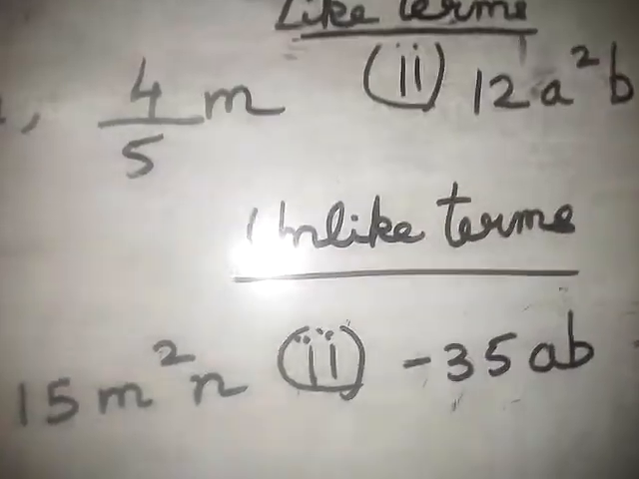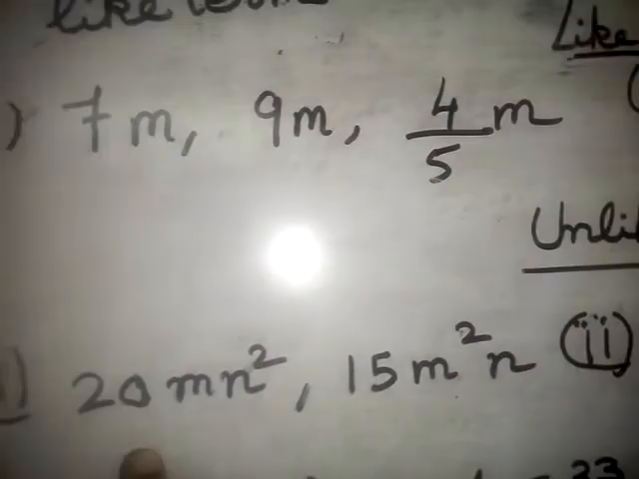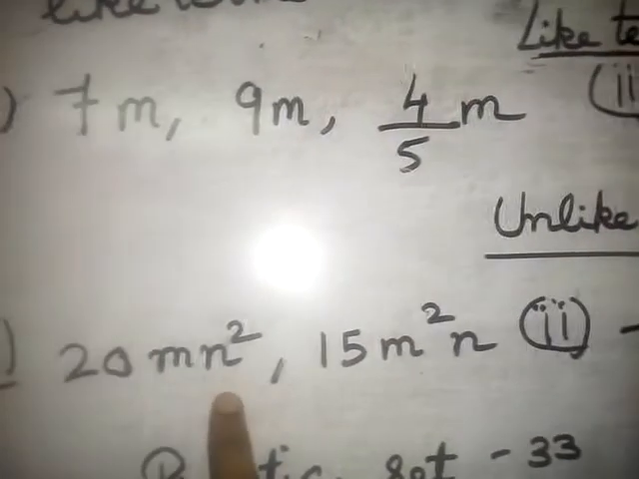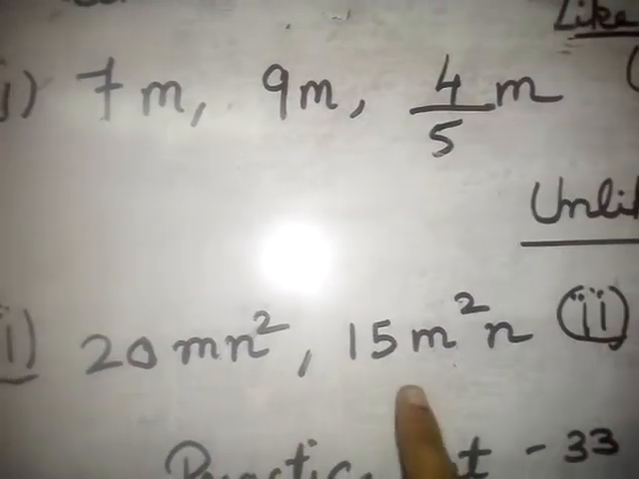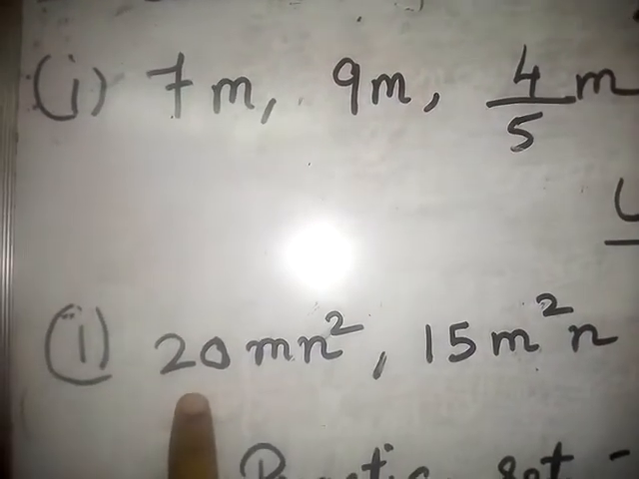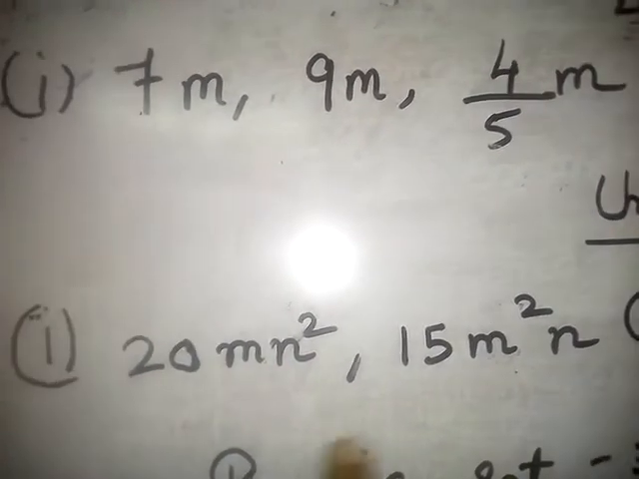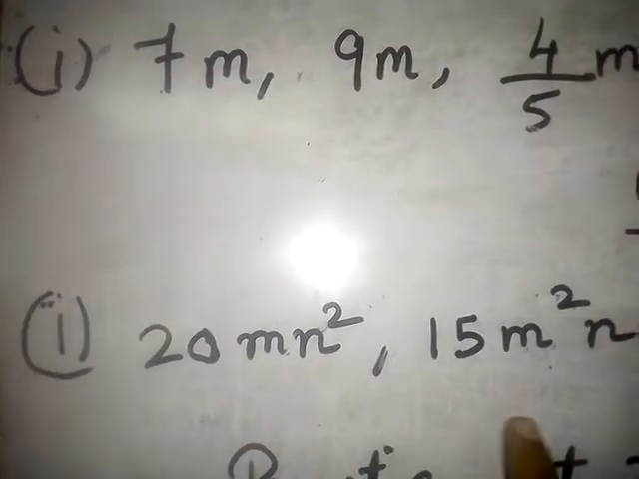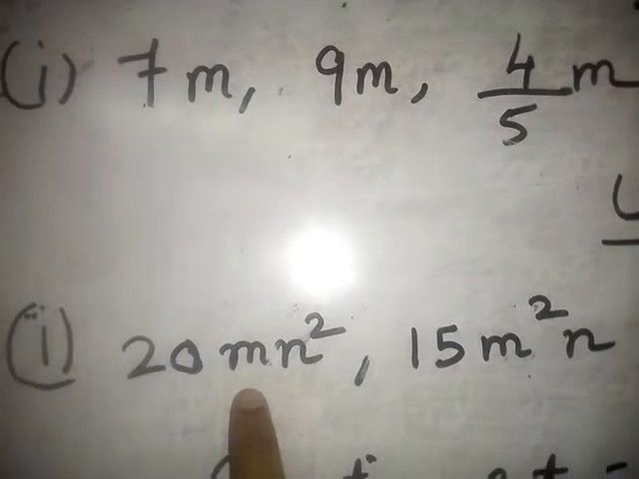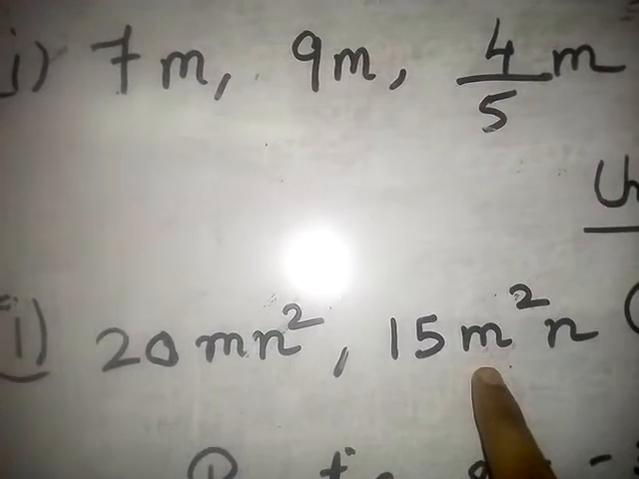Now next, unlike terms. Unlike terms means you have the different variable with the different power. You don't have the same variable with the same power. That is unlike terms. So first one, 20mn square, 15m square n. Here in the first number n square is there, and in the second number the variable here is m square n.